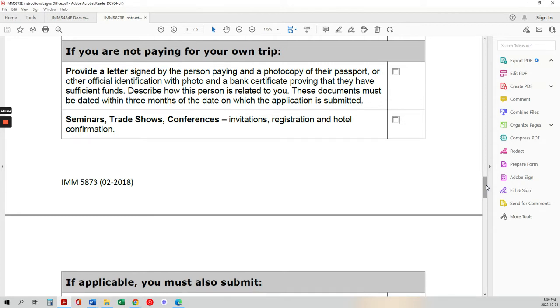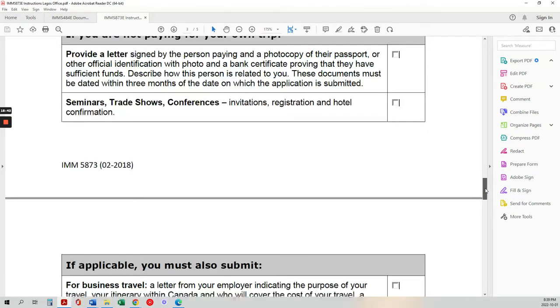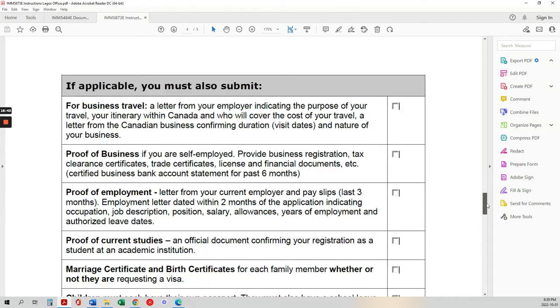Okay. Now, if applicable, now this may not pertain to you, but definitely if it does, you need to submit, okay, for business travel: a letter from your employer indicating the purpose of your travel, your itinerary within Canada, and who will cover the cost of your travel. A letter from a Canadian business confirming duration, so the visit dates and the nature of your business. Okay, very important. They need to be able to cross-reference to show that, yes, in fact, you're going for business.